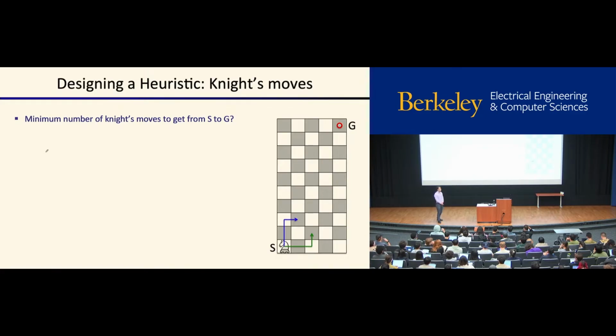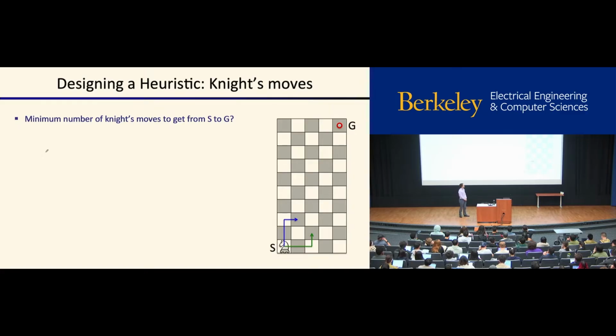Yeah, okay, good. So as we get closer to the goal, we'd like the heuristic to be smaller. That's a good principle to follow. What else could we try to ensure? Yeah. The Manhattan distance between the position of the knight and the position of the goal.